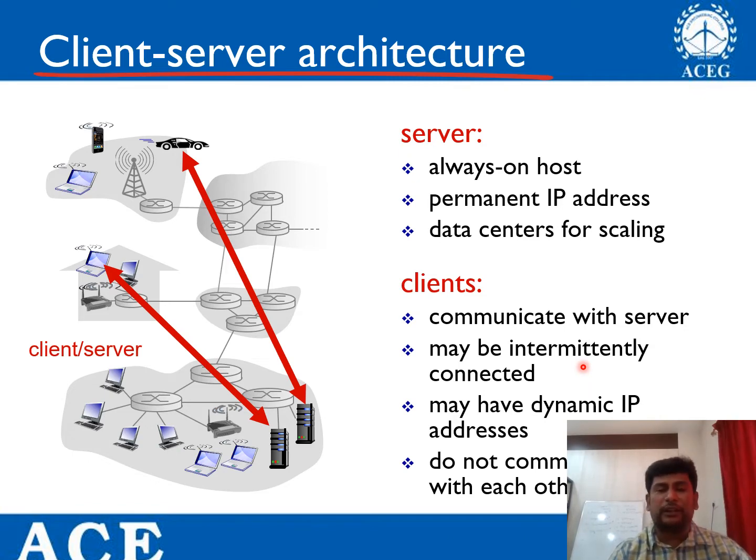So I will be allotted a dynamic IP address. For instance, I'm trying to access this on my mobile phone. Sometimes I use my mobile data, which has a particular IP address. But if I'm connecting to different Wi-Fi networks at different times, I will have different dynamic IP addresses. And generally in client-server architecture, two clients will not communicate directly, they will communicate through this server.